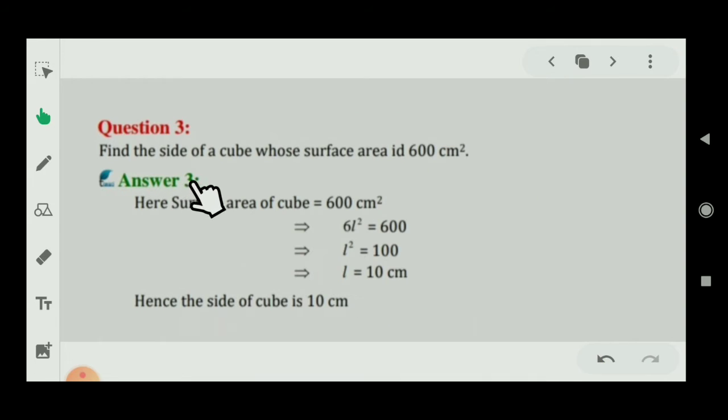Question number 3 is: find the side of the cube whose surface area is 600 centimeter square. Students, you can see surface area's value is given, 600 centimeter square, and the formula of the surface area of a cube is equal to 6 into side square. Now students, put the values in the formula. You can see area's value is given and the formula is 6 into side square. So we can find the value of the side, that means 10 centimeter. So the side of the cube will be 10 centimeter.